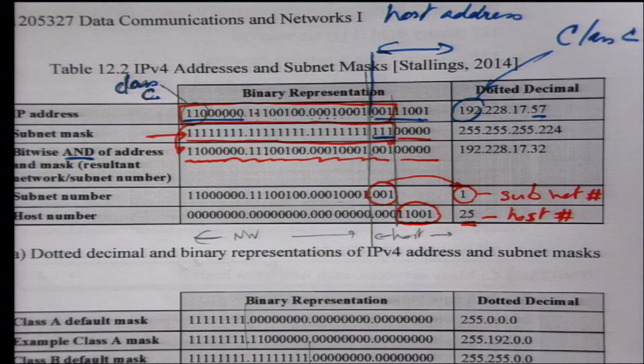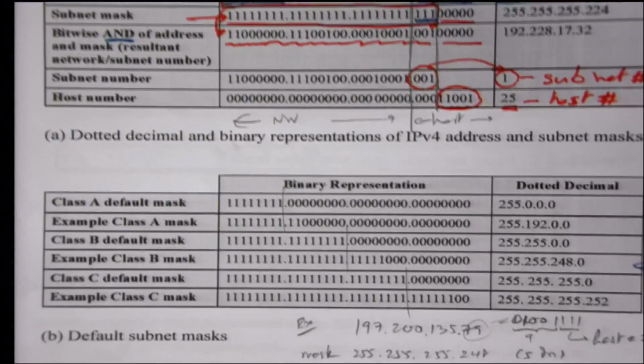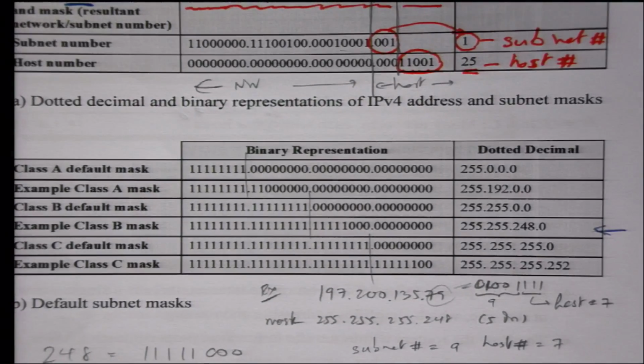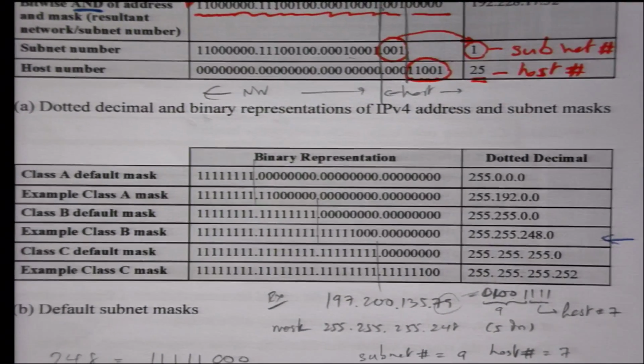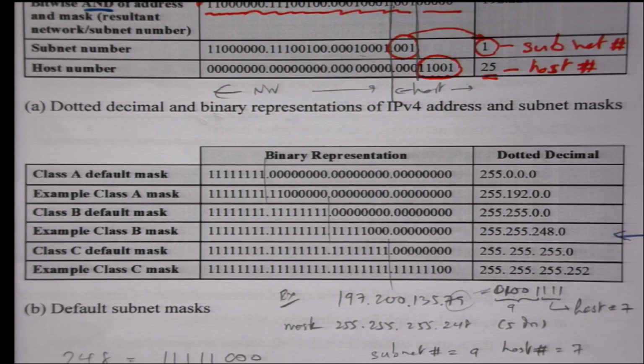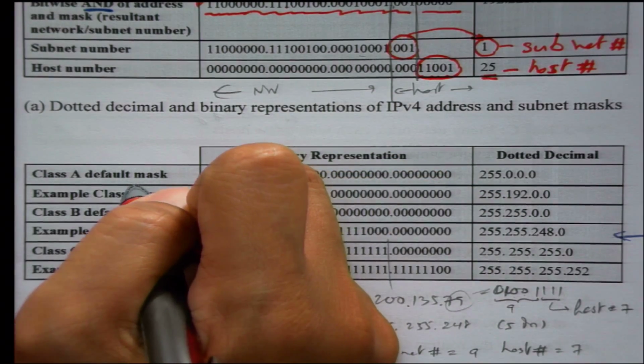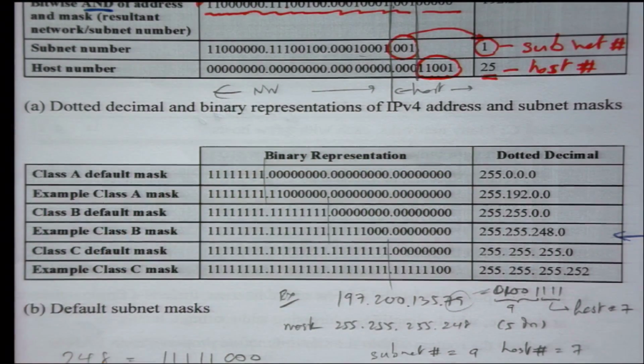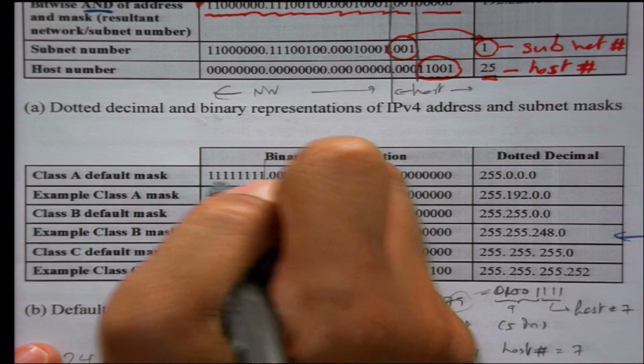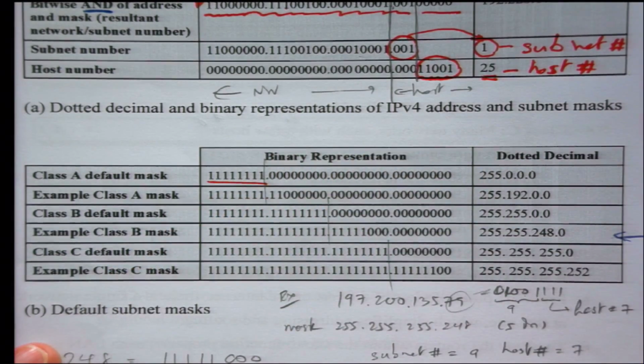Okay. Now let's look at another example. The default subnet mask. If it's a class A, it means that the network identifier is in the first 8 bits, and the last 3 bytes are the host address. So the default mask is 8, the first 8 bits.